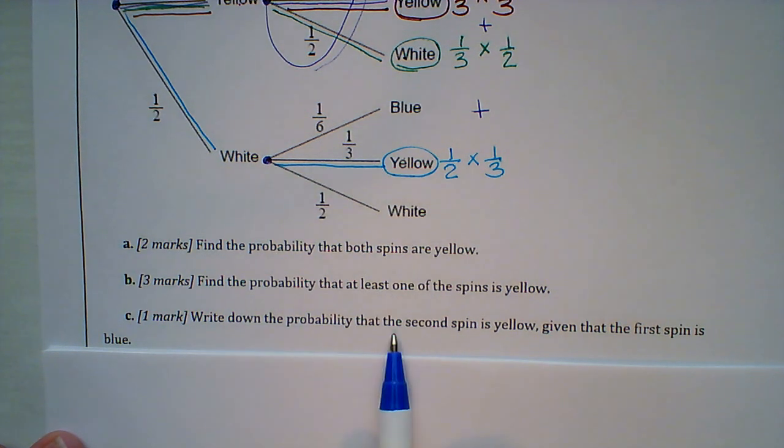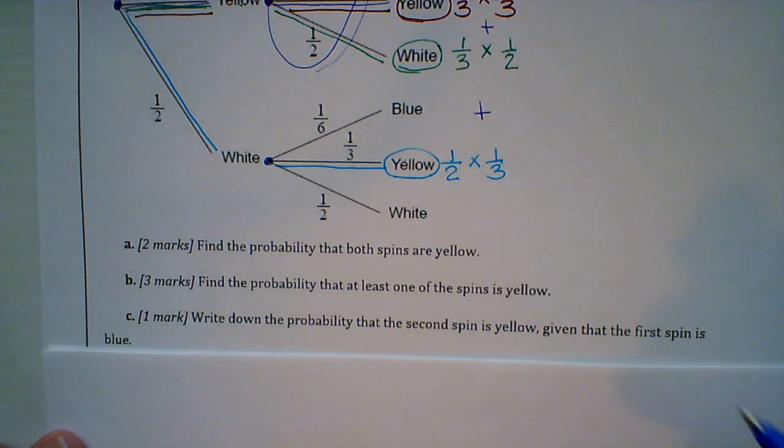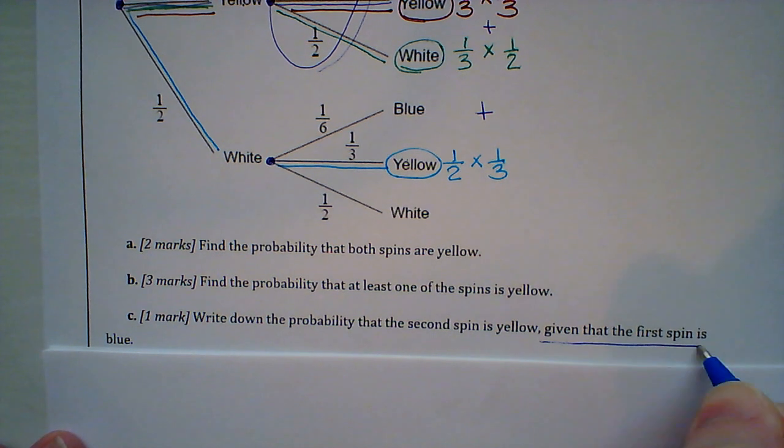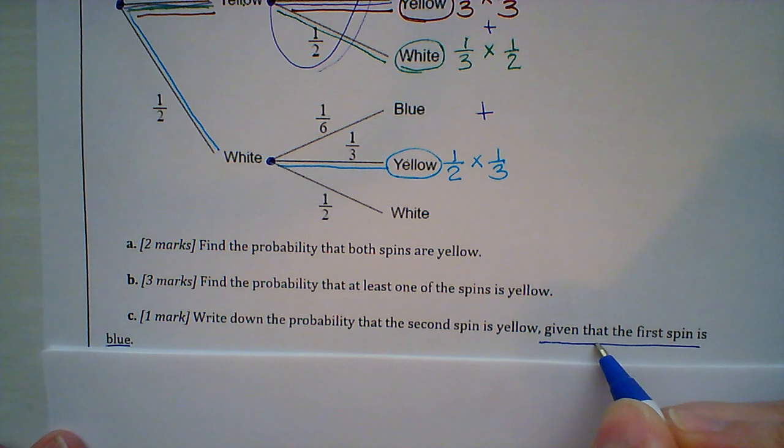So write down the probability that the second spin is yellow, given that the first spin is blue. Okay, I can tell you right now what that is. I had to think about it for about 2 seconds. But let's analyze this. Given that the first spin is blue, you got a little bit of a look at this in some of the videos that you've watched. When you have this given, what that's telling you is that's something that already happened.